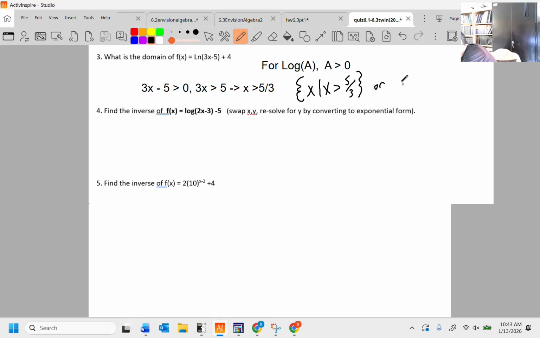Or, and some of you juniors do, parentheses on the 5/3 because there's no equality. And then you run right forever to hit infinity. How I represent it, couldn't tell you.